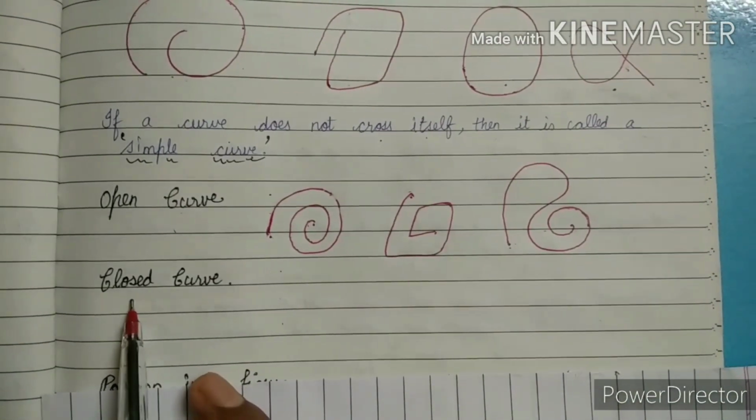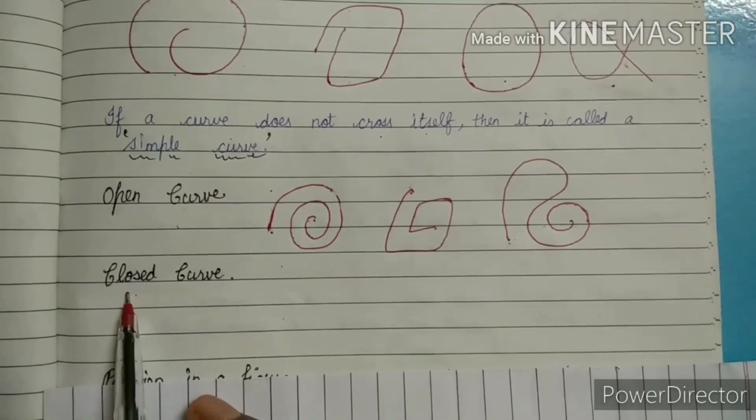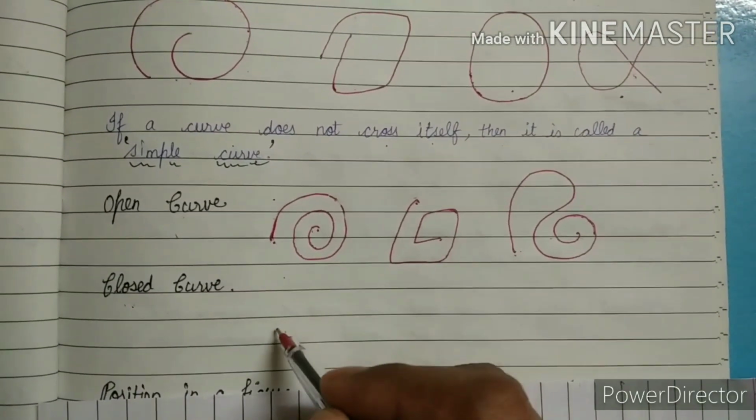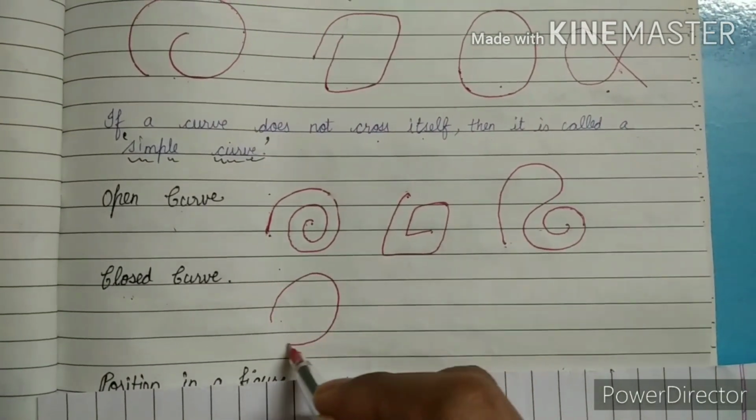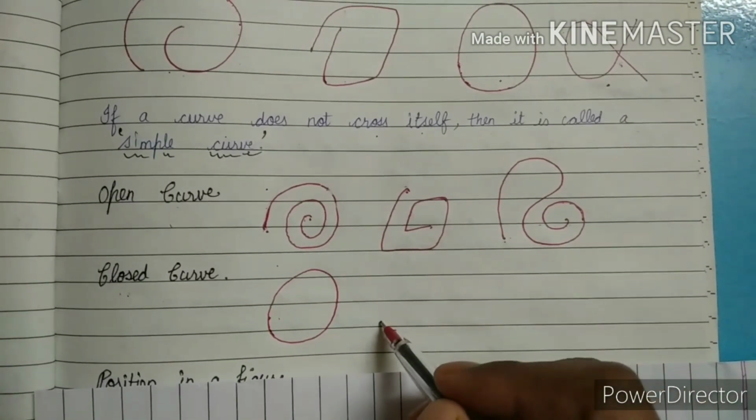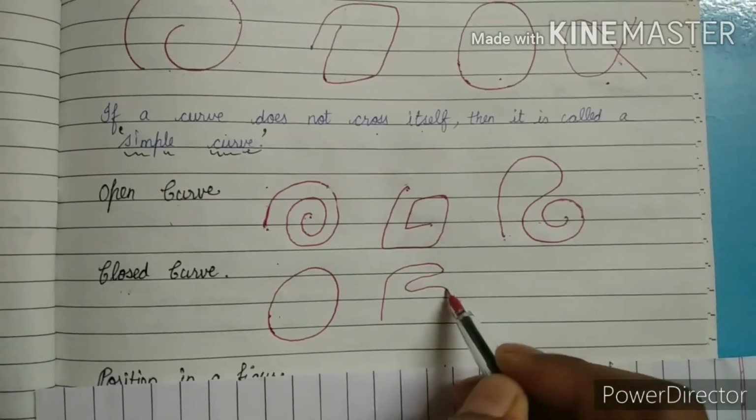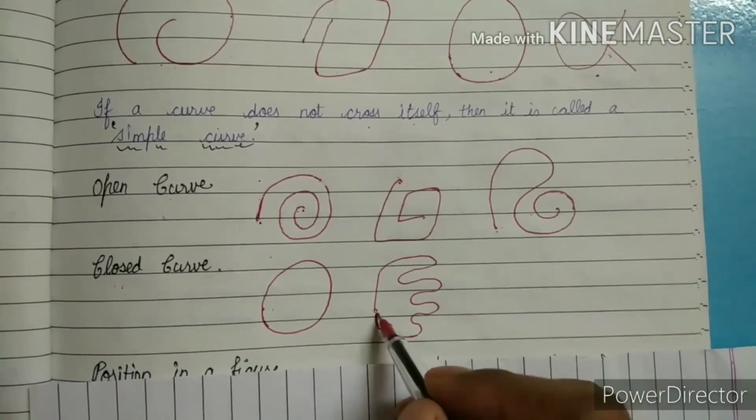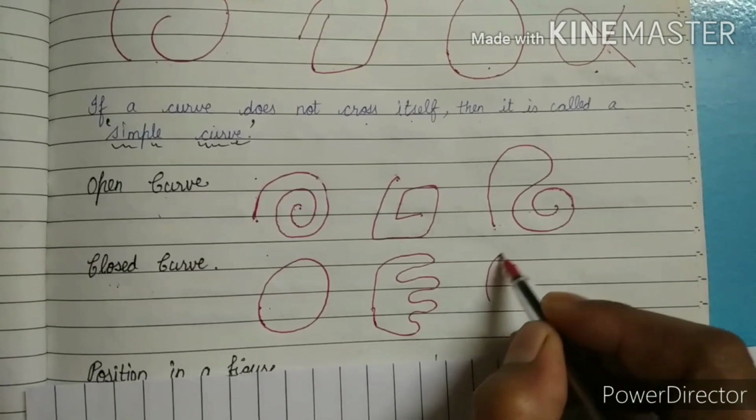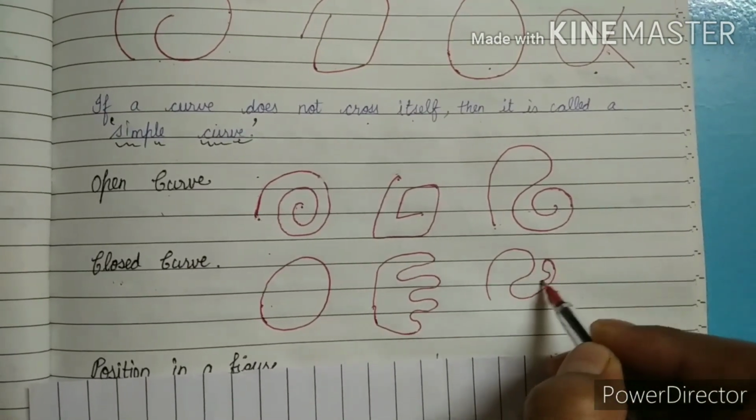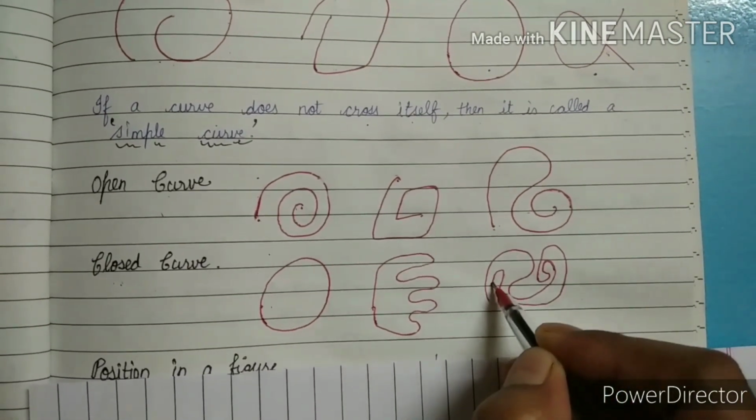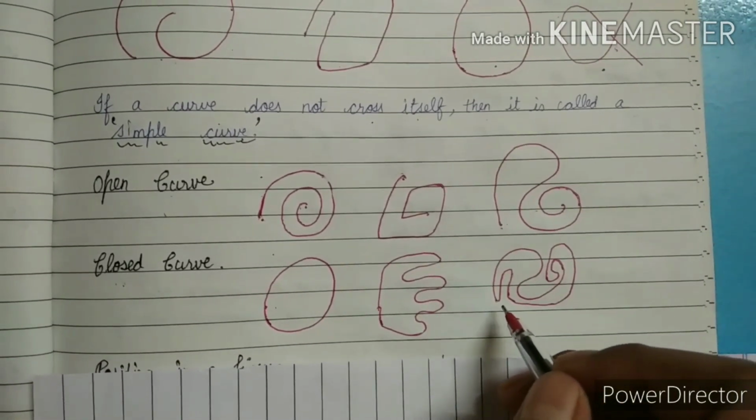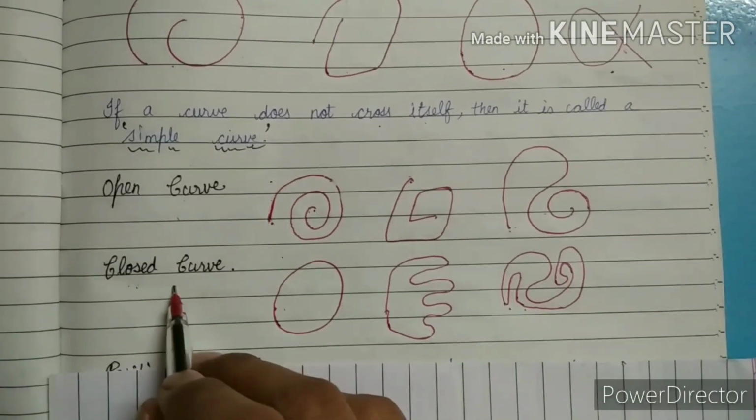As the name shows, next is closed curve. In a closed curve, the starting and ending points meet each other, like here. Okay, this figure is also a closed curve because its starting and ending meet at one point. Any kind of figure we can make, but its starting and ending points must touch each other, so that figure will be called a closed curve.